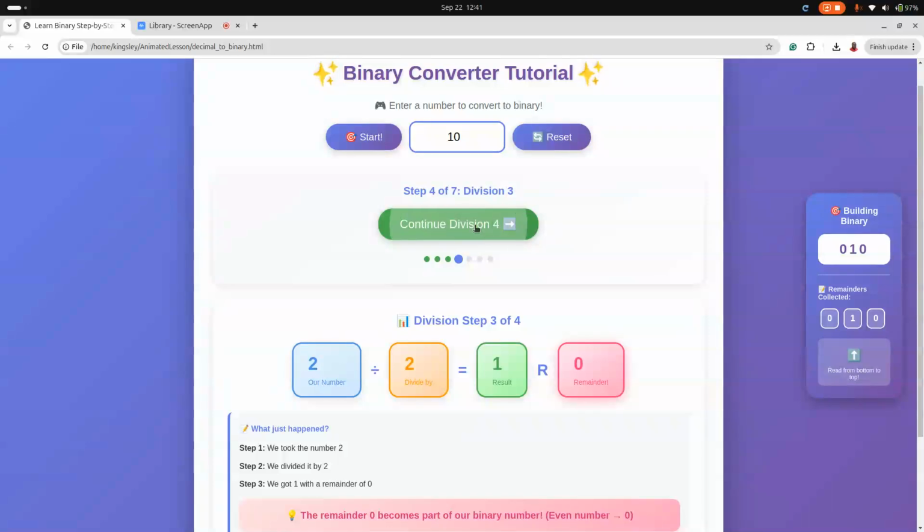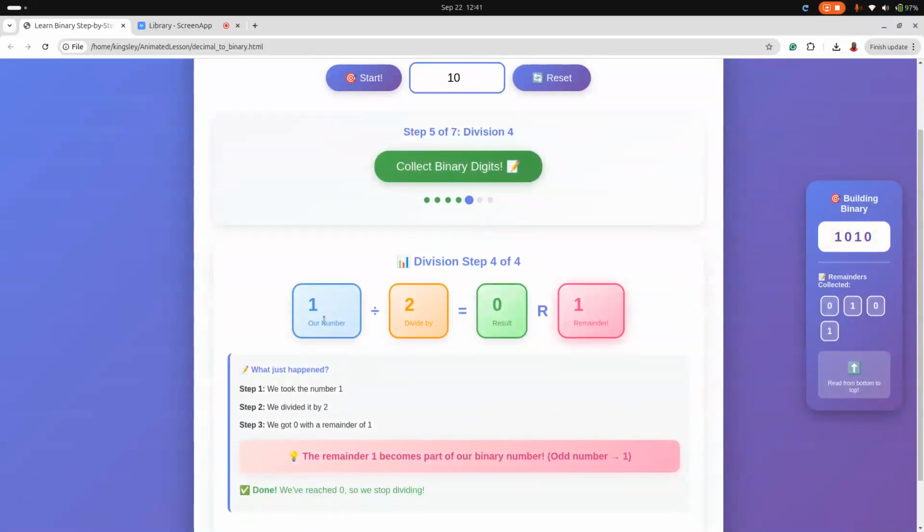So the next step, I'm going to click here. You see 1 divided by 2, it's 0. And there will be a remainder of 1. So we will take this 1, which is the remainder, and also add it to our collection of the remainders. So we have the first time 0, second time 1, third time 0, and the fourth time 1.